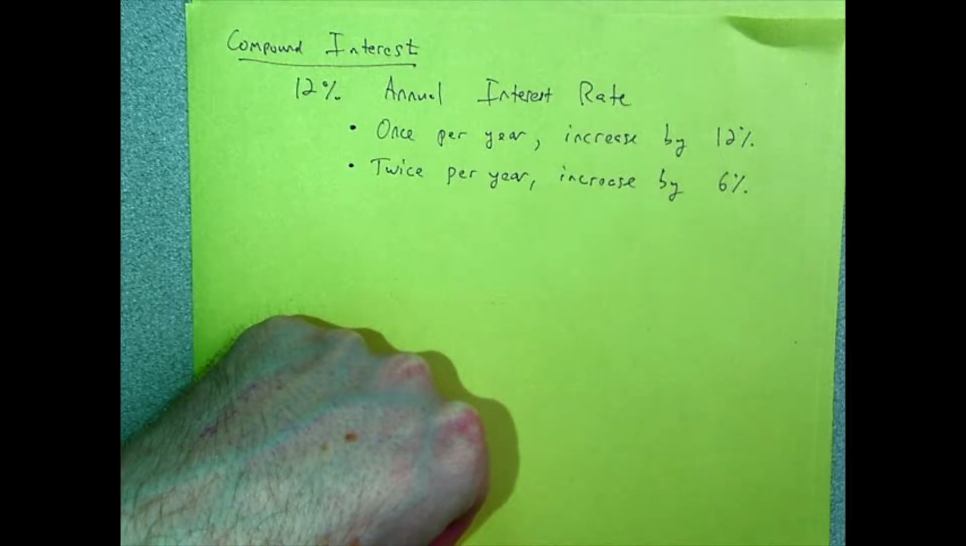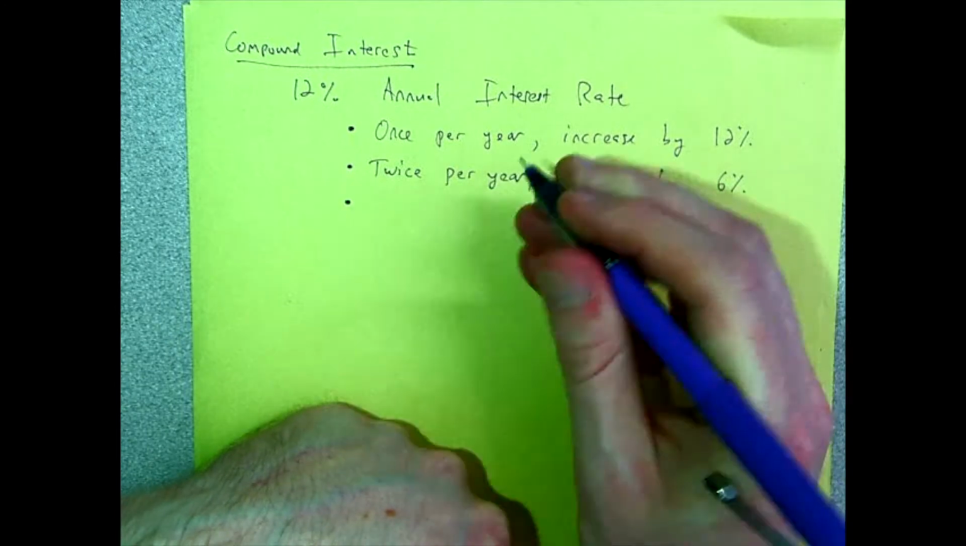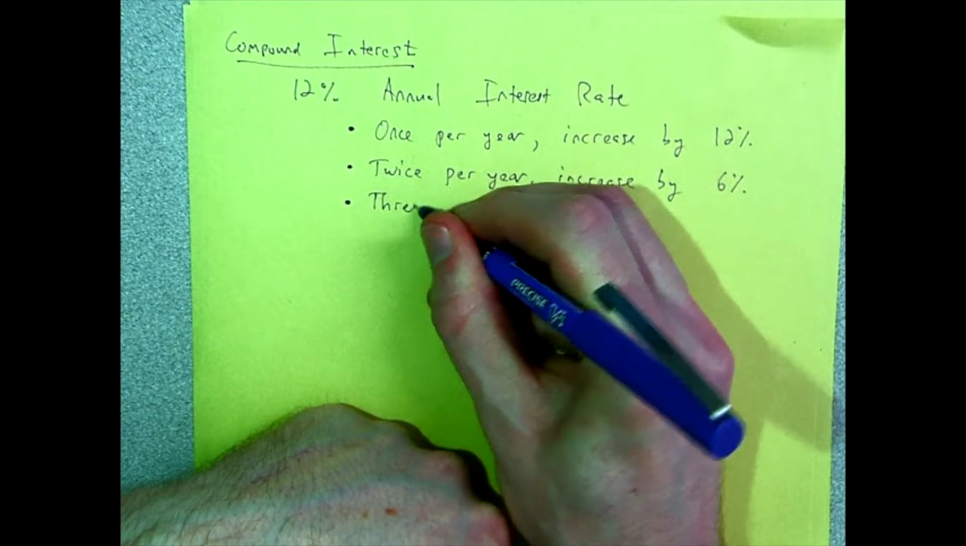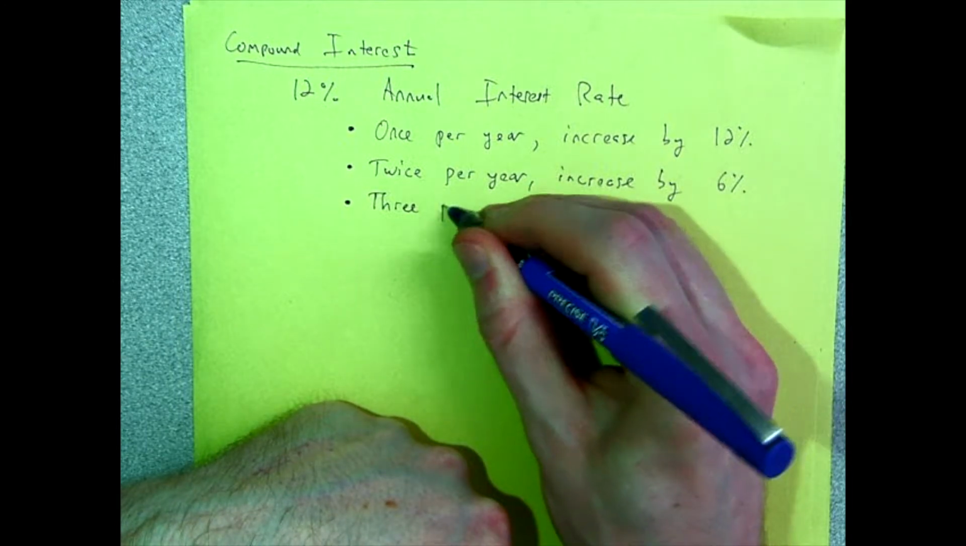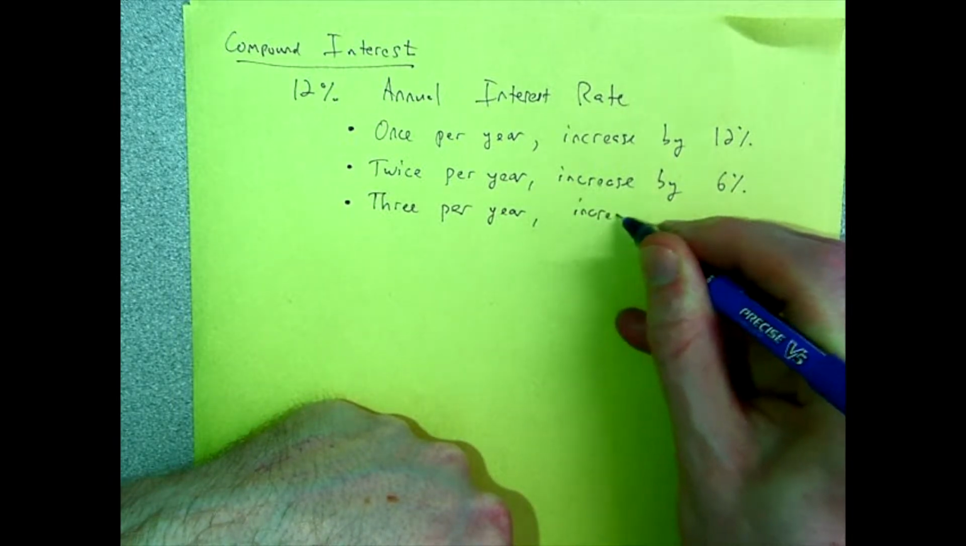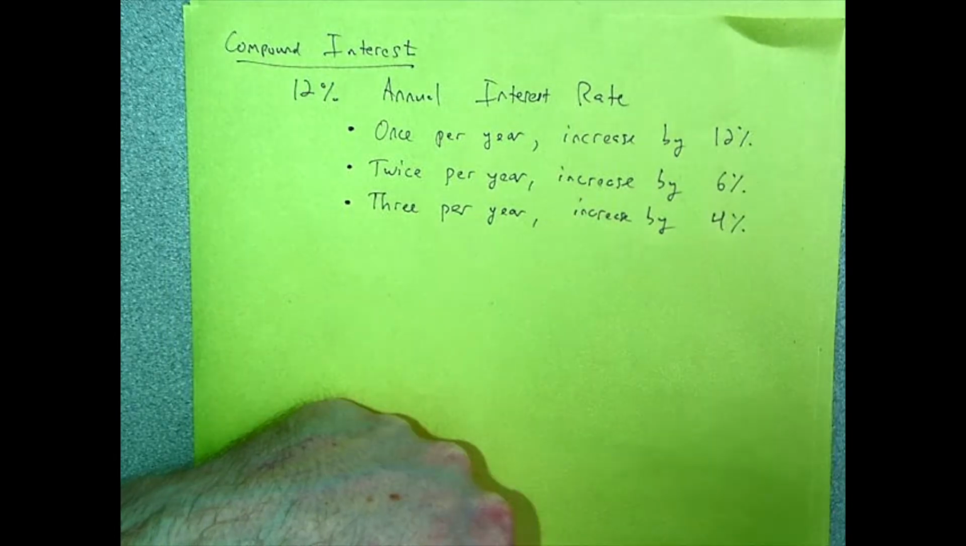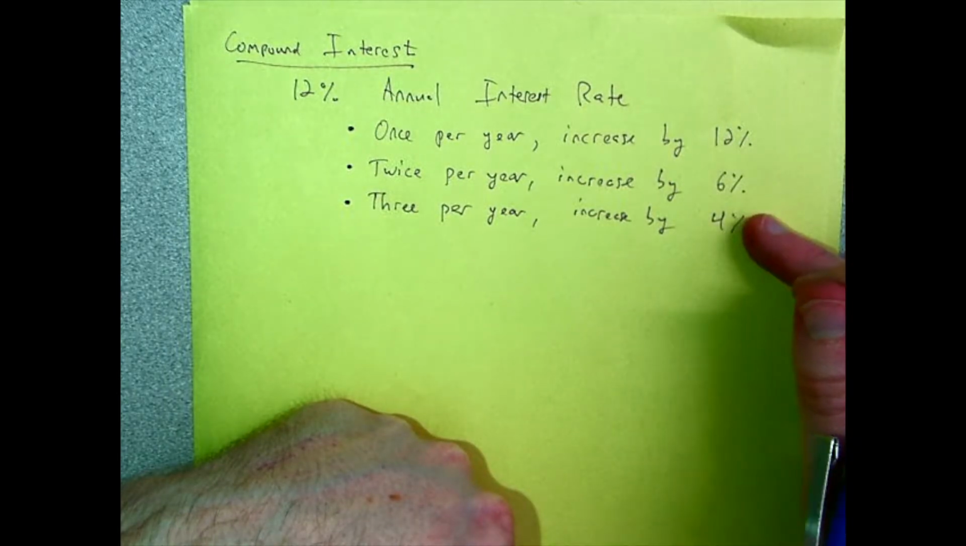Or you could do it still differently. You could instead 3 times per year, you could increase by 4%. And again, because 3 times 4 is 12, in some sense, that's still 12% annual interest. What is interesting is that these different ways of distributing 12% annual interest actually produce different values.